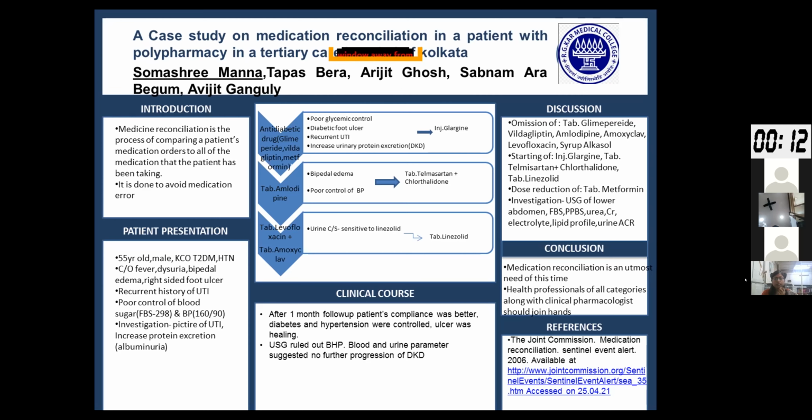We also suggested routine blood investigations like FBS, PPBS, urea, creatinine, electrolytes, lipid profile, urine ACR, and also USG of lower abdomen to rule out BPH as it may cause recurrent UTI. And on follow-up after 1 month, the patient's compliance was better.